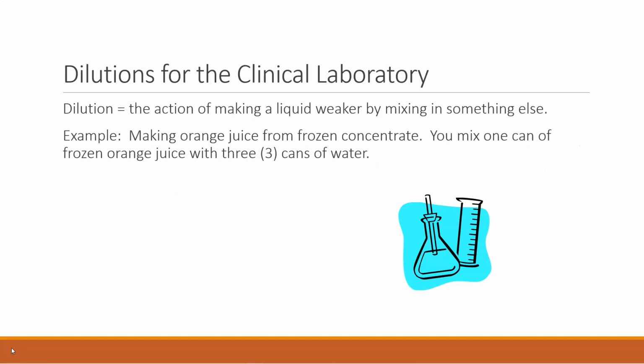Dilution, by definition, is the action of making a liquid weaker by mixing it in something else. So, for example, making orange juice from frozen concentrate. I don't know if they still make this anymore, but the concentrate would come in a can, and it was very, very concentrated. It'd just make your lips pucker if you tasted a little bit of it. So what you did was you dumped the can of concentrate into your pitcher, and then you would add 3 cans of water and mix it very well.